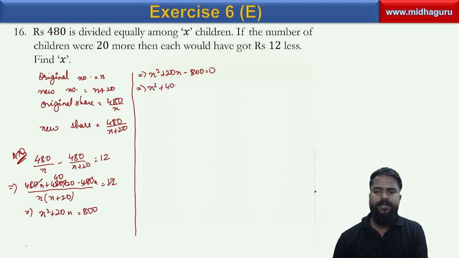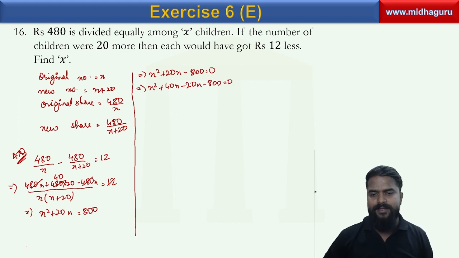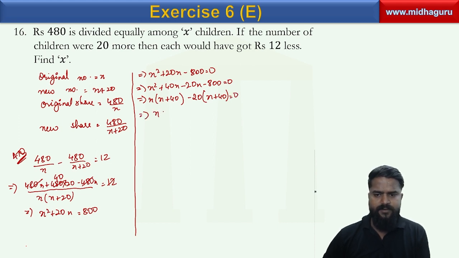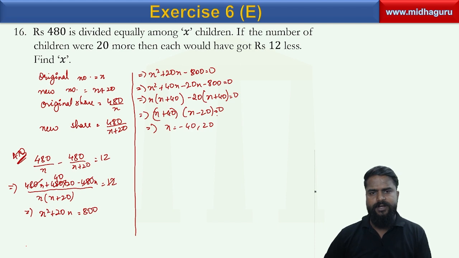So now I need to split 20x into two coefficients. I split them into 40 and minus 20, since adding them gives us positive 20 and multiplying them gives us minus 800. Now taking x as common here, I get x plus 40. Taking 20 as common here, I get x plus 40 again. So we have x plus 40 into x minus 20, which is equal to 0. So x is either equal to minus 40 or equal to 20.